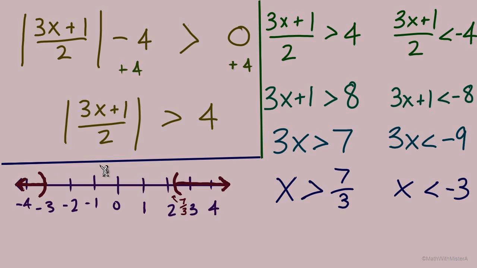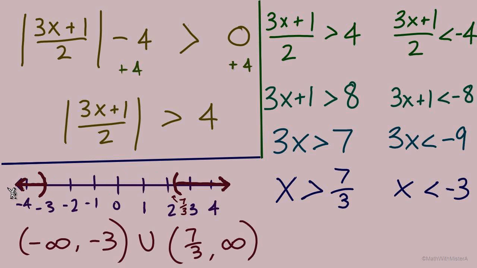In interval notation, we have two intervals, so we need to write two intervals in interval notation. This first one, shading begins all the way on the left, negative infinity, and goes to negative 3, and union that interval with this next one that goes from 7/3 and continues to the right towards positive infinity.